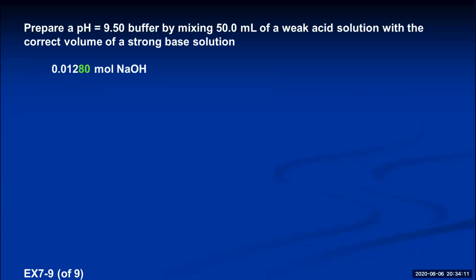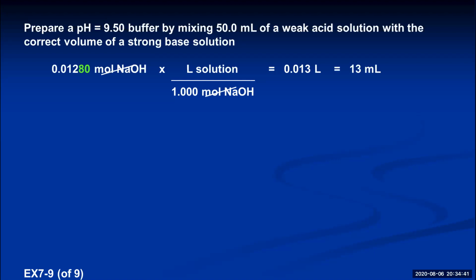If you know there are 0.0128 moles of NaOH that must be in that solution, we're going to multiply this by its molarity, but I'm going to invert it. I'm going to put the 1.000 moles on the bottom and the per liter on the top, so just the inverse of the molarity. Moles will cancel out. That's going to tell you how many liters of the sodium hydroxide solution you're going to need. That comes out to two significant figures, 0.013 liters or 13 milliliters.